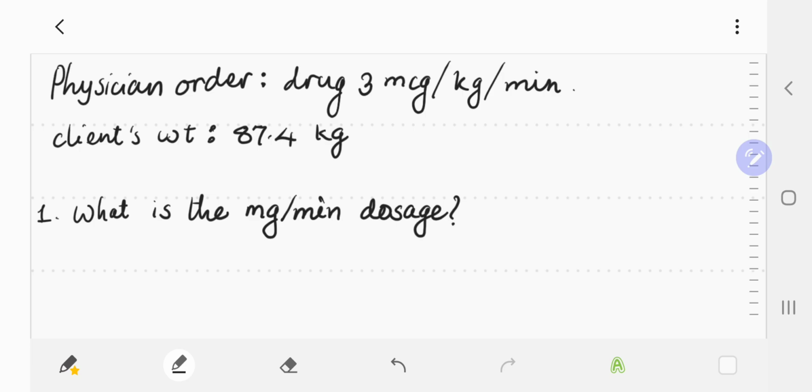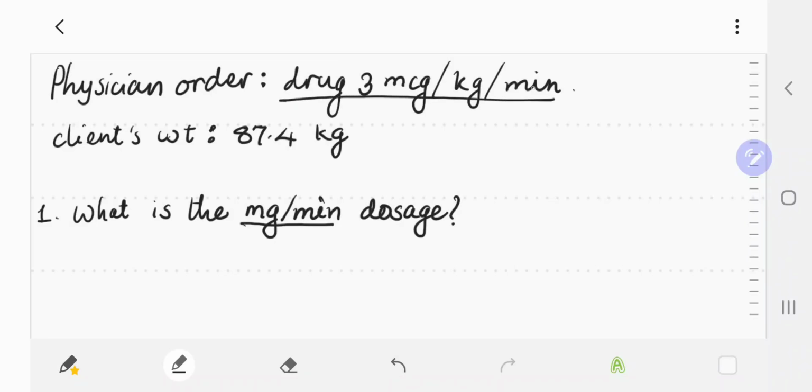So let's go ahead. The physician order says drug 3 microgram per kg per minute. Client's weight is 87.4 kilogram. The question says what is the milligram per minute dosage. So you have to find the dosage in milligram per minute.